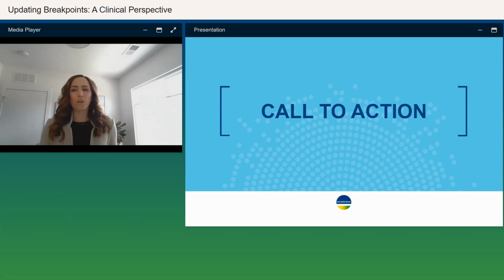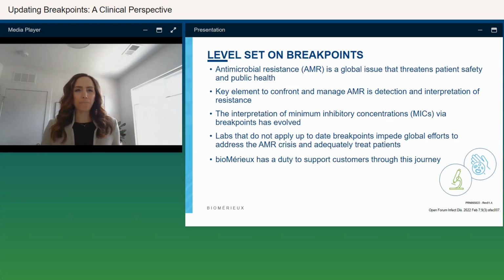So first, let's discuss our call to action. We'll cover breakpoints in the context of antimicrobial resistance, CLSI's cyclic process for updating breakpoints, a publication that prompted the change among many other things, but this one in particular sticks out to me, and the new CAP requirements that are going into effect in January.